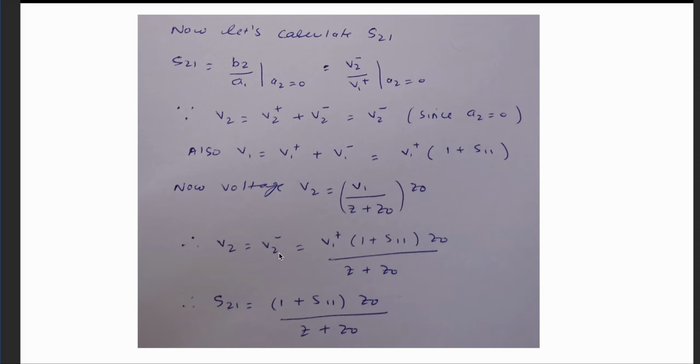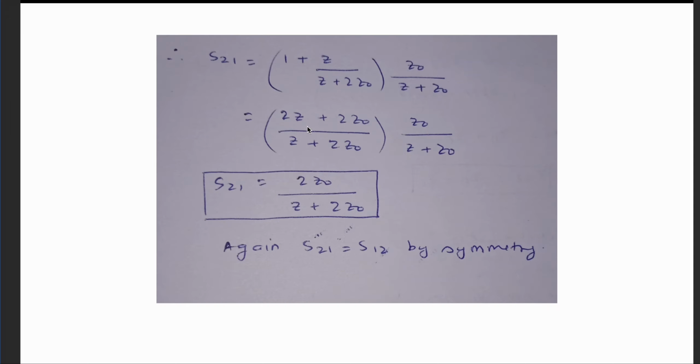Because V2 is equal to V2 minus and V1 is V1 plus times 1 plus S11, I can write V2 minus as V1 plus times 1 plus S11, divided by Z plus Z0, times Z0. Now S21 is defined as V2 minus upon V1 plus, so taking the ratio, S21 is 1 plus S11 times Z0 upon Z plus Z0, and S11 is Z upon Z plus 2Z0. So S21 equals 2Z0 upon Z plus 2Z0.